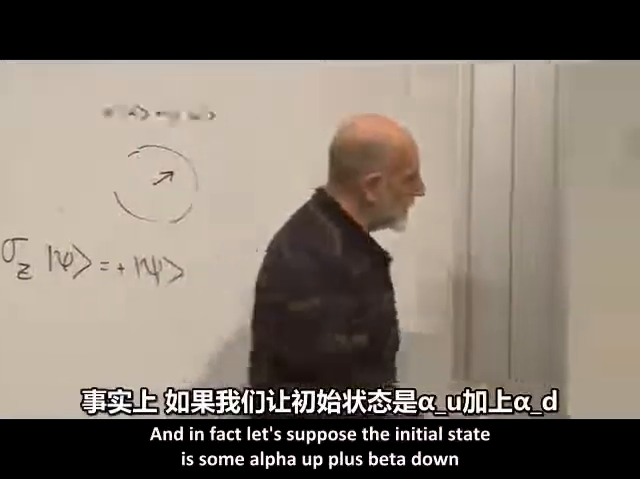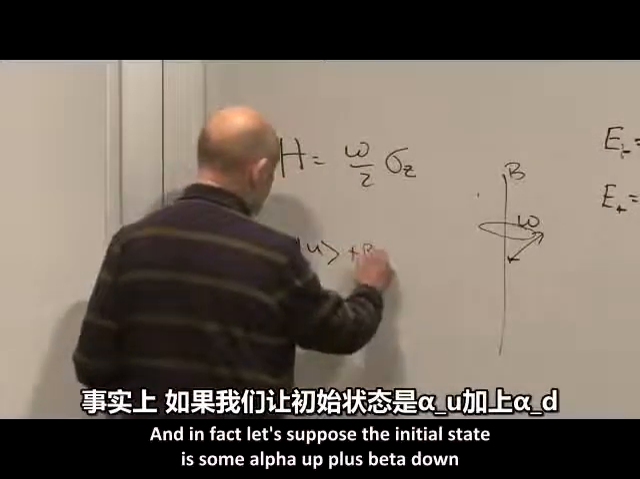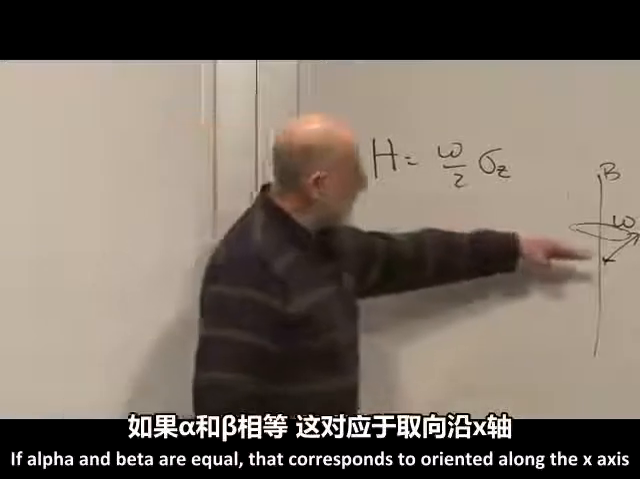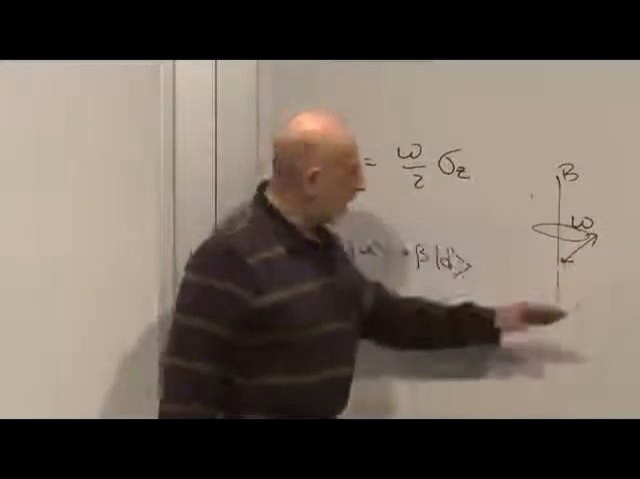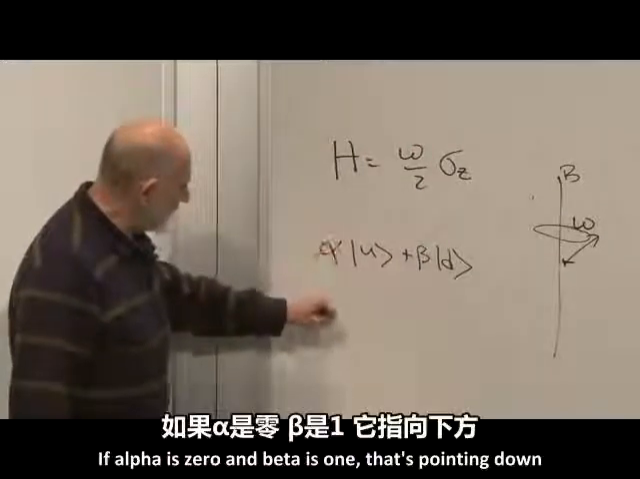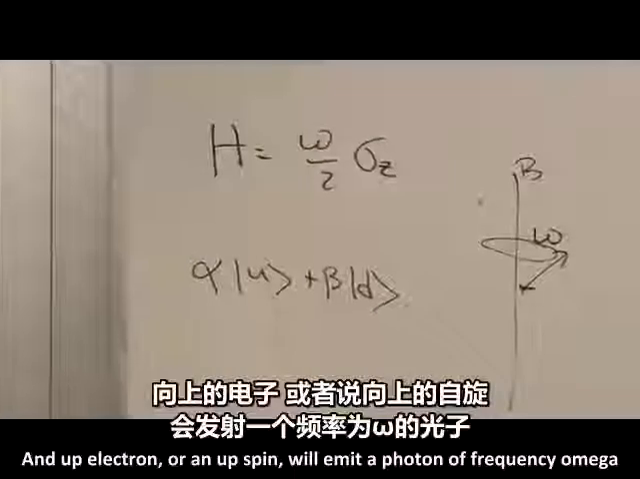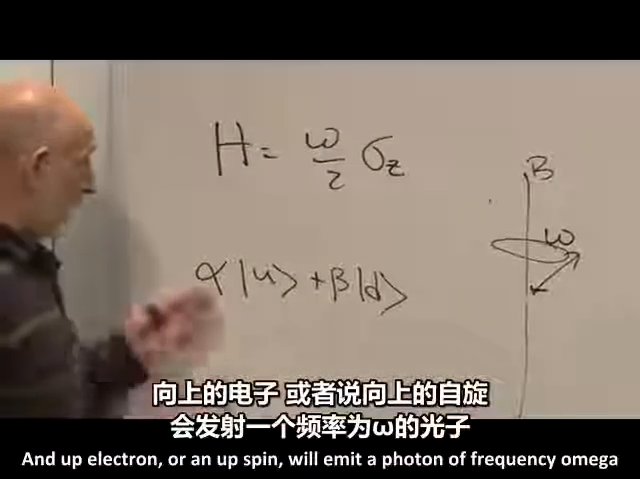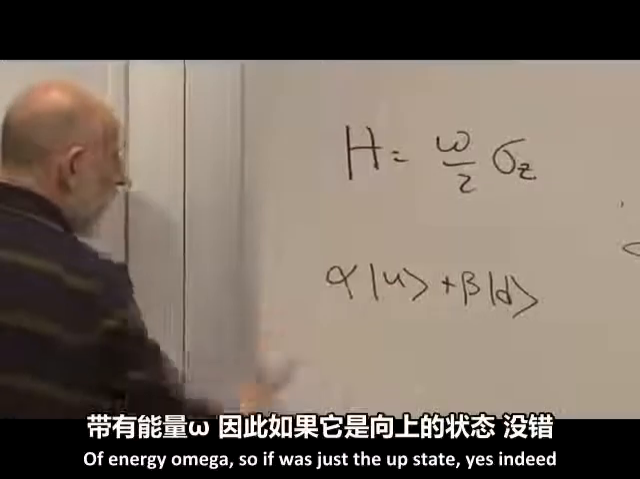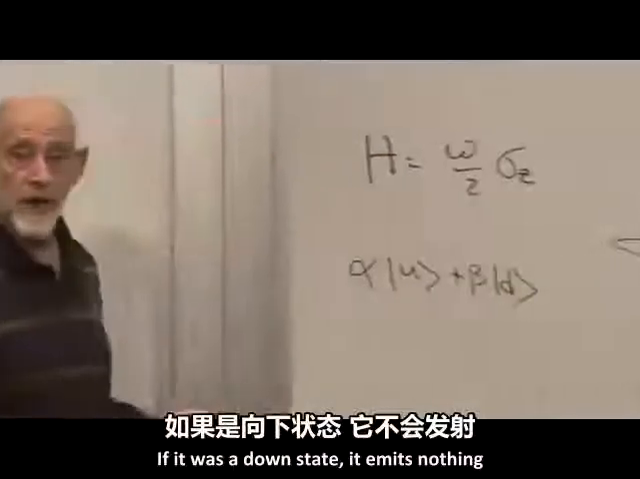In fact, let's suppose that the initial state is some alpha up plus beta down. If alpha and beta are equal, that corresponds to being oriented along the x-axis. If alpha is 1 and beta is 0, that's pointing up. If alpha is 0 and beta is 1, that's pointing down. An up electron, or an up spin, will emit a photon of frequency omega, of energy omega. So if there was just the up state, yes, indeed, it would emit omega. If it was the down state, it emits nothing.